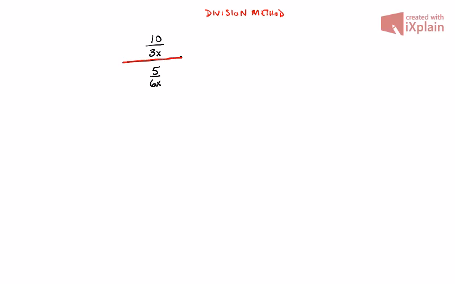If you recall, a division bar or a fraction bar is the same thing as a division bar. This allows us to rewrite the problem. So this can be rewritten as 10 over 3x, and instead of this division bar here, I'm going to replace it with the operation sign for division. So when we read this, it's 10 over 3x divided by 5 over 6x.